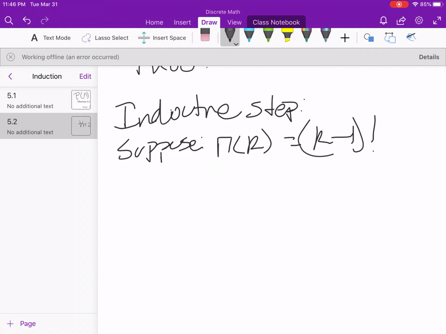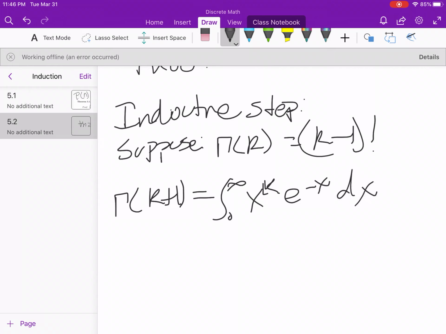Take for instance, well, what is gamma of k plus 1? Well, I know by the definition of the gamma function, it's an improper integral from 0 to infinity. X to the k plus 1 minus 1 is just going to give me x to the k. And then from here, what am I going to get? Well, I'm going to get just e to the negative x and then dx.